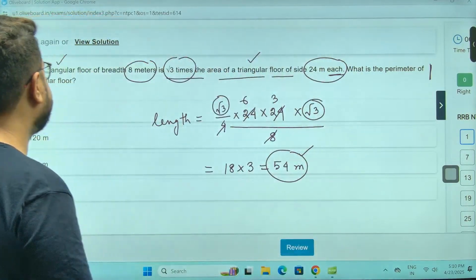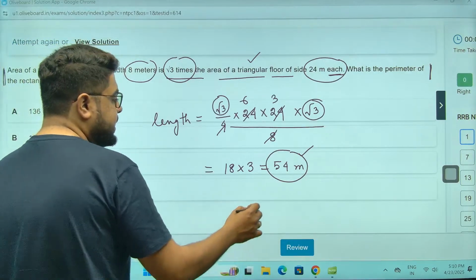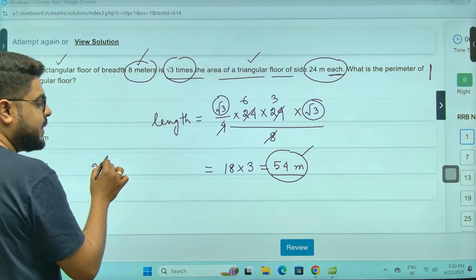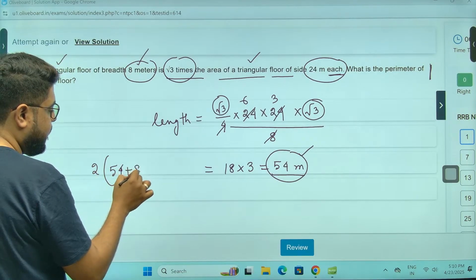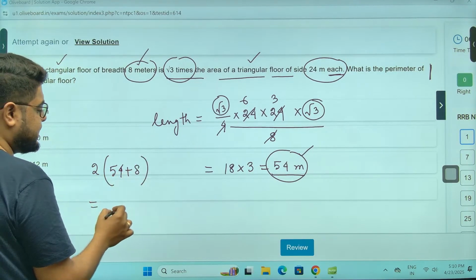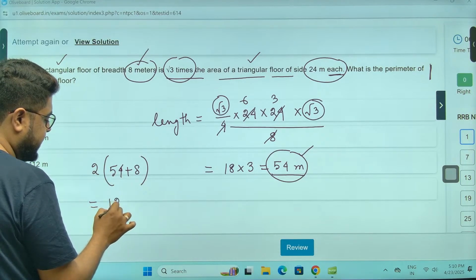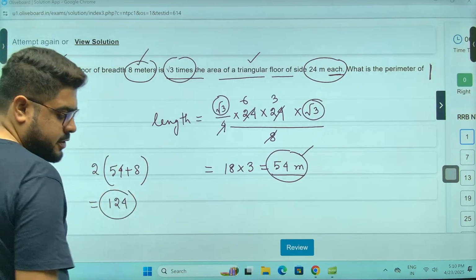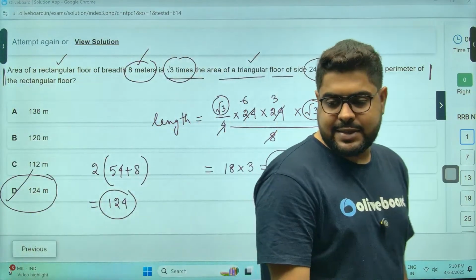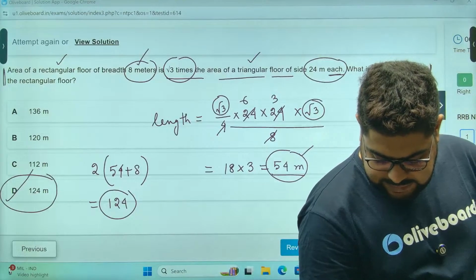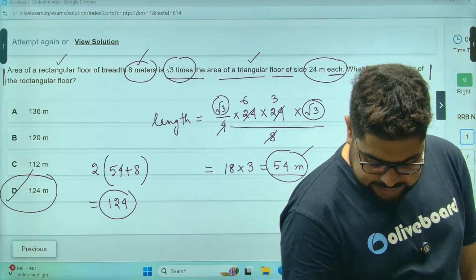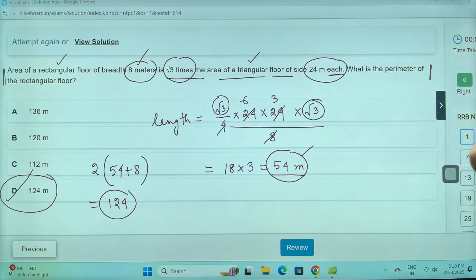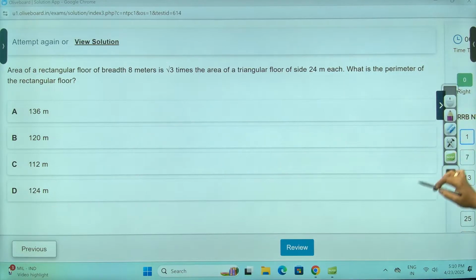Now, what we need is the perimeter of the rectangular floor. I know the length, I know the width. The perimeter will be 2 into (L plus B), 54 plus 8. 54 plus 8 means 62. 62 into 2 is 124. That is option number D. Very simple question. So the answer will be option number D.